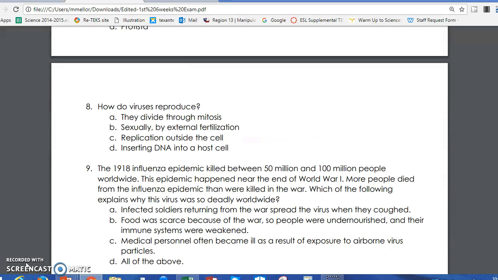Number 8. How do viruses reproduce? A. They divide through mitosis, B. Sexually by external fertilization, C. Replication outside the cell, or D. Inserting DNA into a host cell.